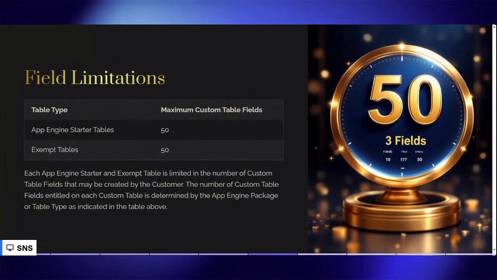Okay, now let's talk about the field limitation. Field limitation table wise, there is an App Engine starter table. You get a maximum custom table field of 50, and exempt tables are 50 as well. So each App Engine starter and exempt table is limited to the number of custom table fields that may be created by the customer. The number of custom table fields entitled on each custom table is determined by the App Engine package that you may purchase from ServiceNow or the table type as indicated on the table above, ladies and gentlemen. Those are important things to remember.